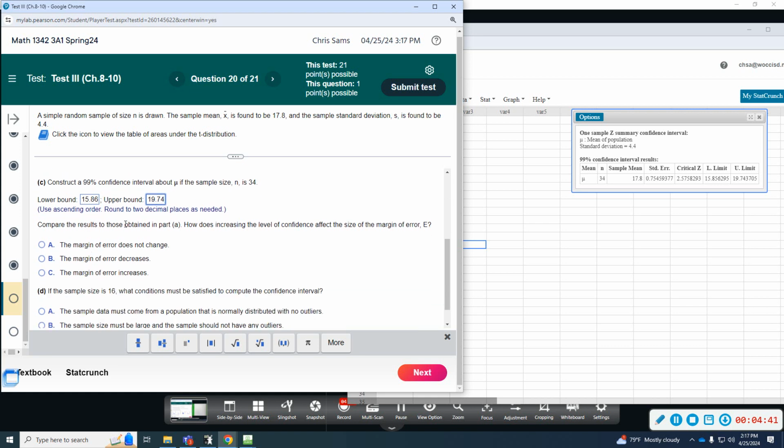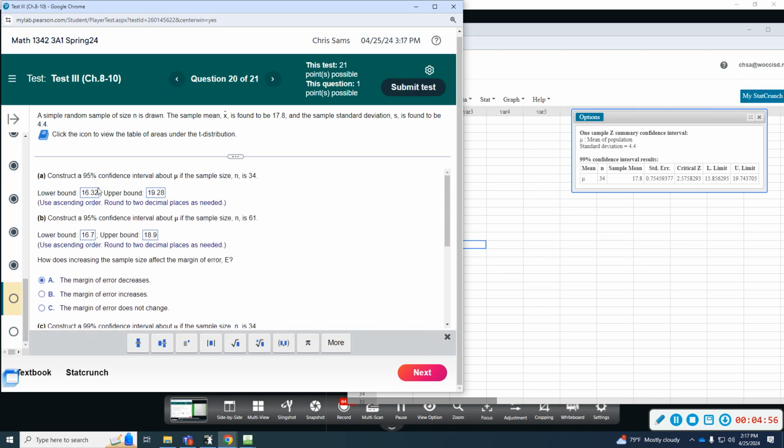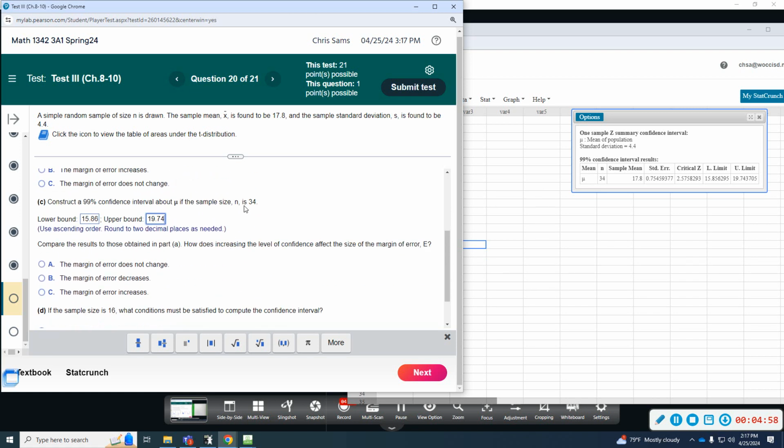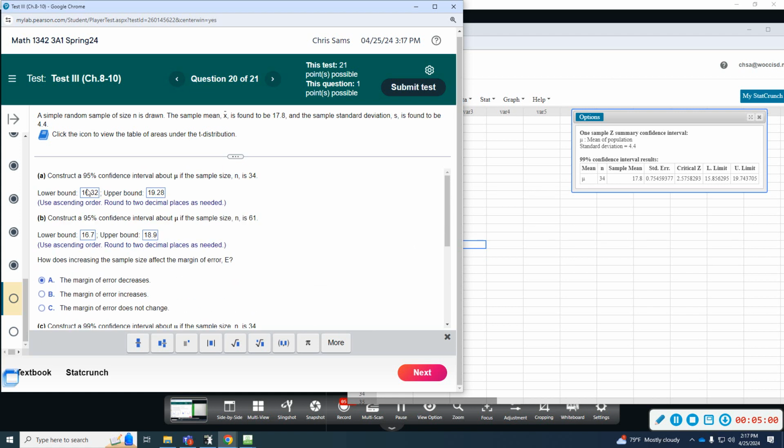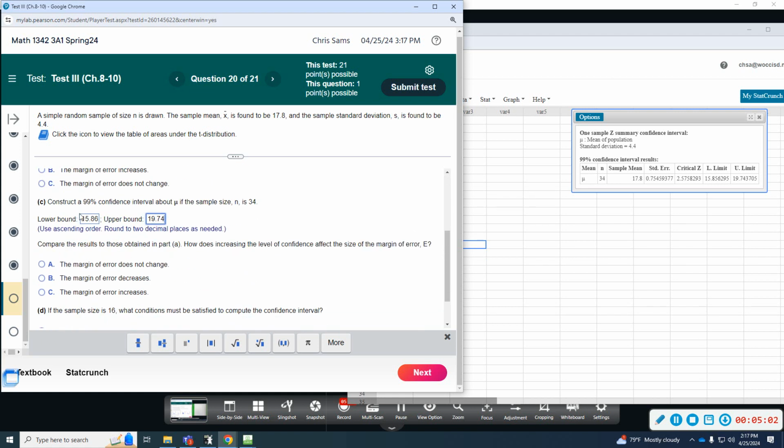I'm going to compare the results to those obtained in Part A. How does increasing the level of confidence affect the size of the margin of error? The more confident, the wider the interval is. Same sample size, 34 and 34, but this interval goes a little bit bigger, almost like overcorrecting. So more confidence equals a bigger margin of error.